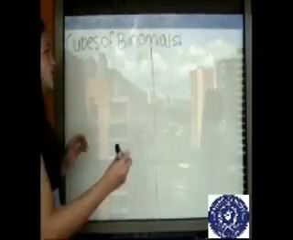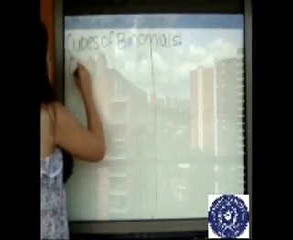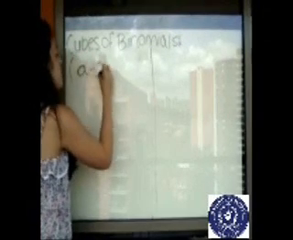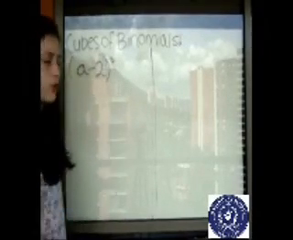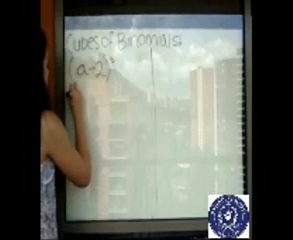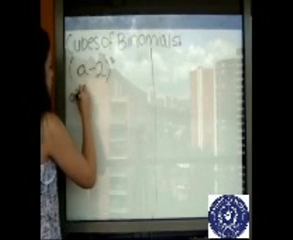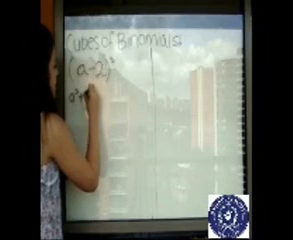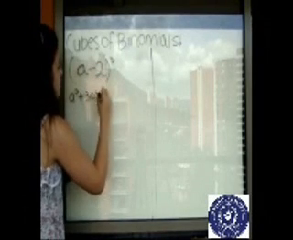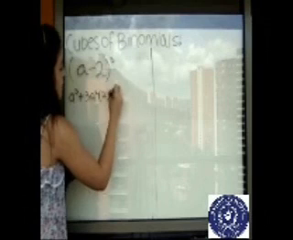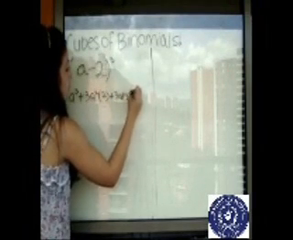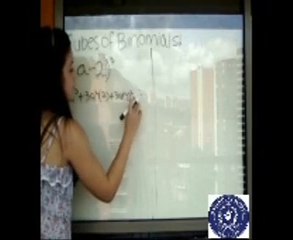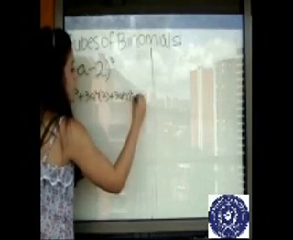Okay, now we are going to do an example with subtraction. A minus 2 cubed. We are going to do this one with the formula you have to use. So, a cubed plus 3a squared times 2 plus 3a times 2 squared minus 2 cubed.